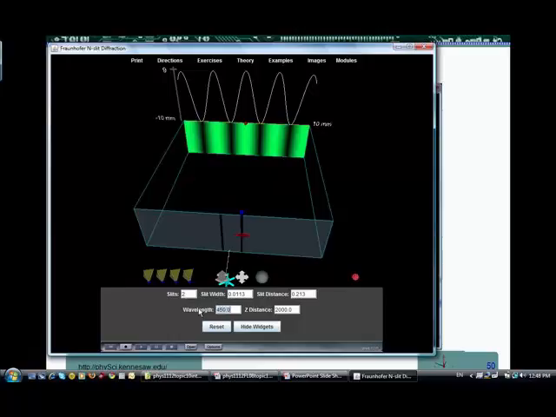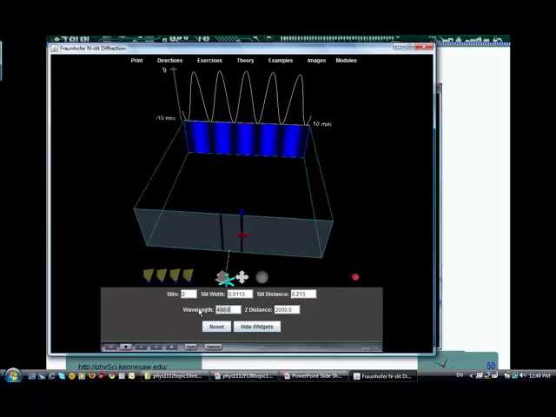450 and 400. So the smaller the wavelength, the smaller the separation between the fringes, or the narrower the fringes are.